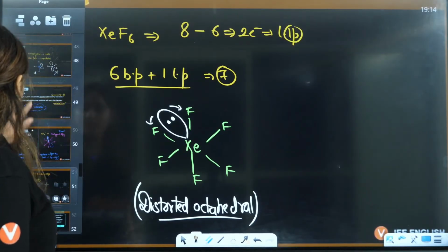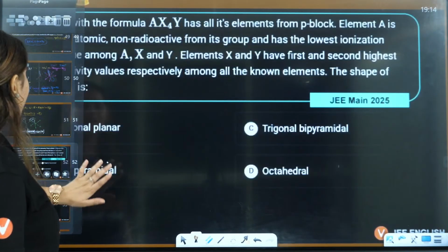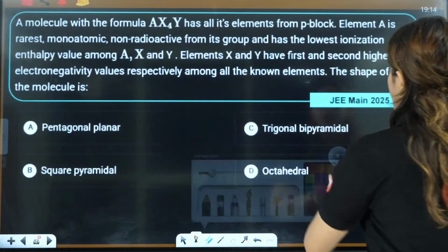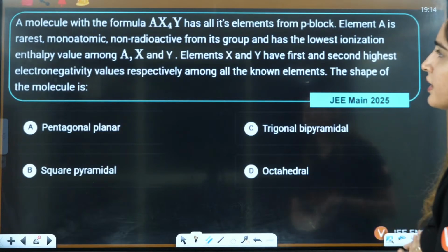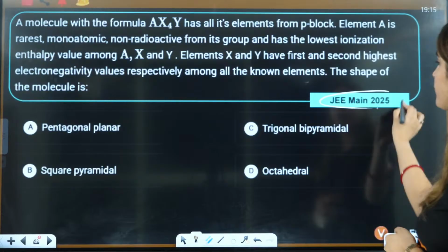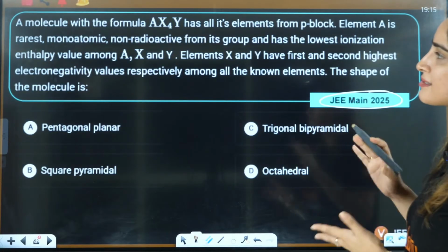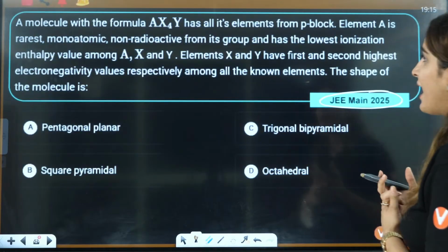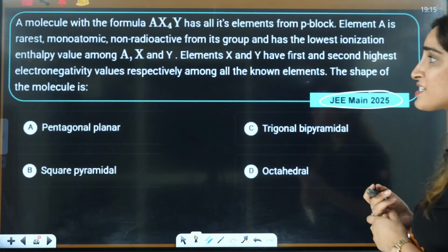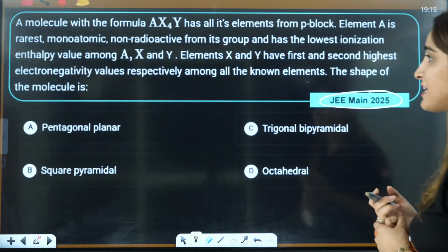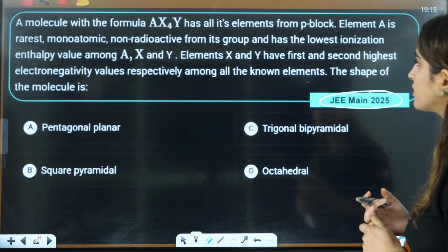So that was your Bent's rule, right? This is a question that is actually based on VSEPR theory, mixed. So here a molecular formula is given to you, this was asked in JEE 2025. Element A is the rarest, monatomic, non-radioactive from its group and has the lowest ionization enthalpy value among them, and the other two elements have the second and highest electronegativity values among the known elements.